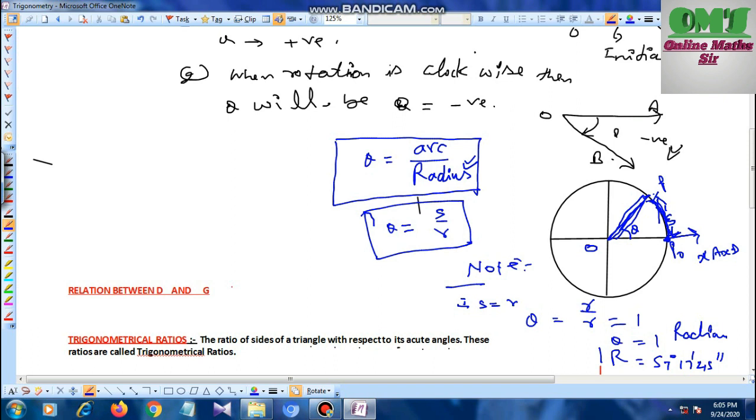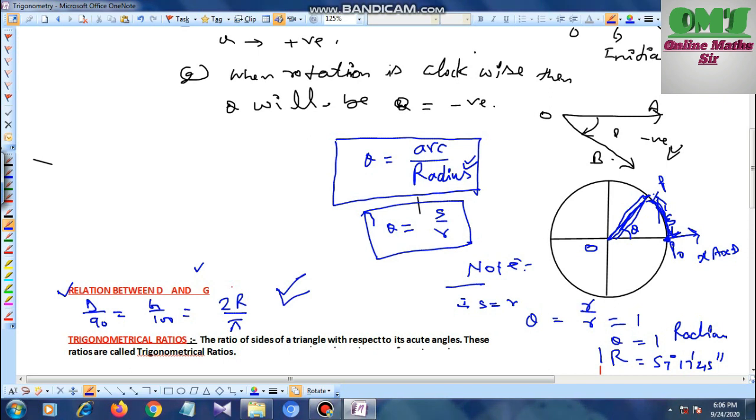And now our next key point is relation between degrees and grades. There is a relation D upon 90 equal to G upon 100 equal to twice R upon pi. Here D means degree and G for grade and R radian. So this is a relation between degrees and grades.